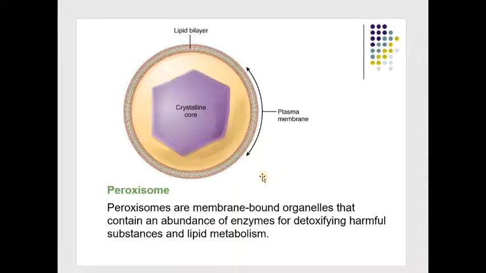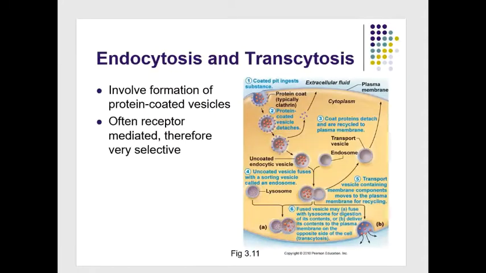Peroxisomes are membrane-bound organelles that contain enzymes that are there to detoxify harmful substances and for lipid metabolism. So peroxisomes are going to break down bad things. They're very similar to vesicles. They're just a little bit different.